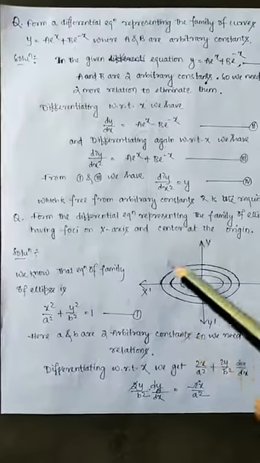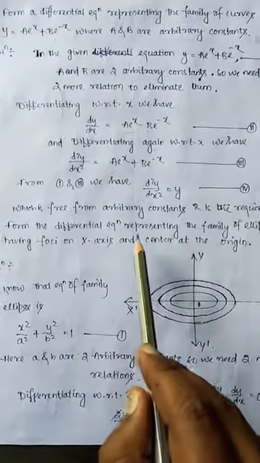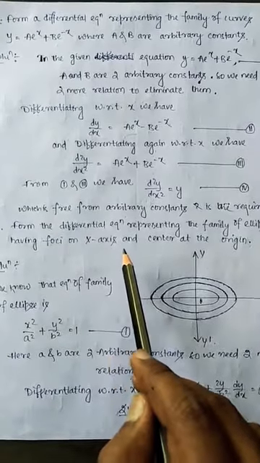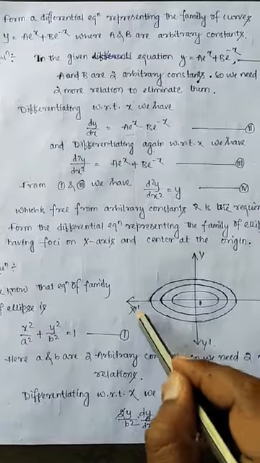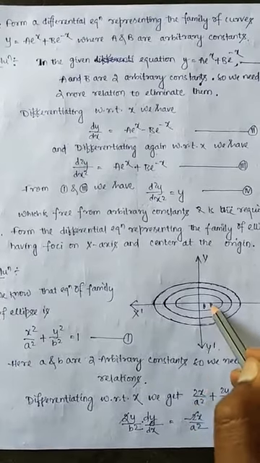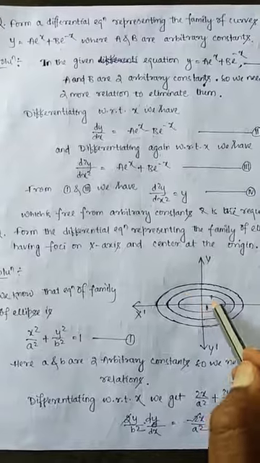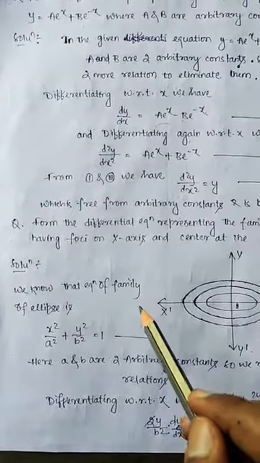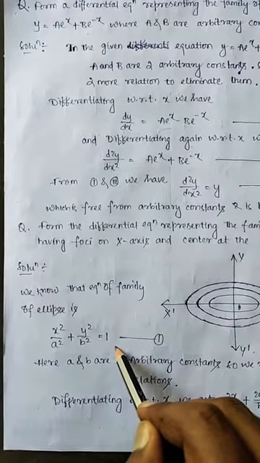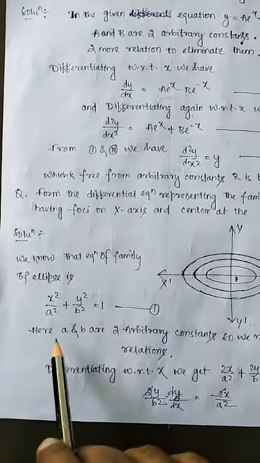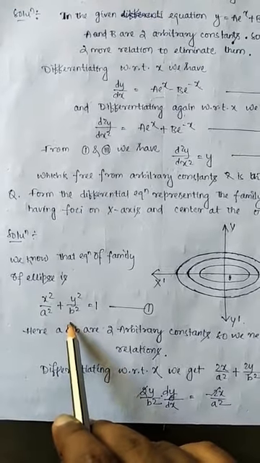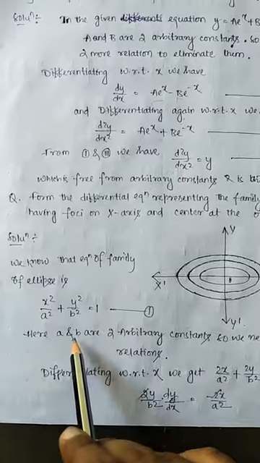Okay, next, coming to the example, form a differential equation representing the family of ellipses having foci on x-axis and center at origin. That means here in this diagram the center will be the origin and the foci lie on the x-axis here and here. So this is the diagram of the ellipse. So what is the general equation of ellipse? That is x square by a square plus y square by b square equal to 1 if the center is 0, 0. Here a and b are arbitrary constants. That's why two arbitrary constants are present and we need two more relations. So we need two derivatives, y dash and y double dash.